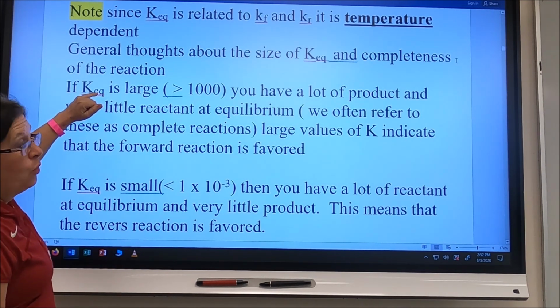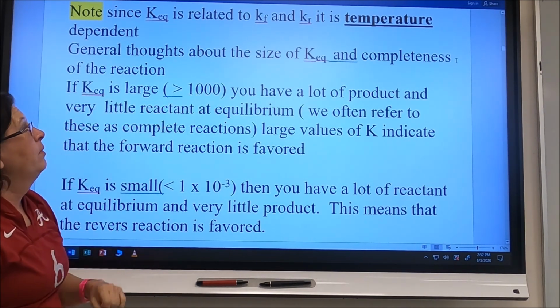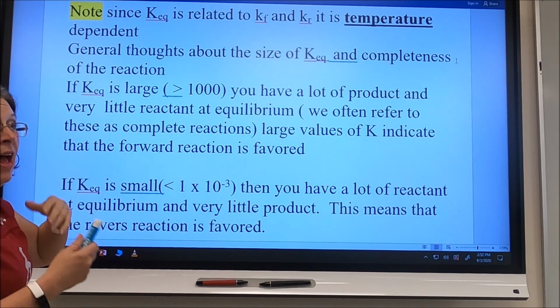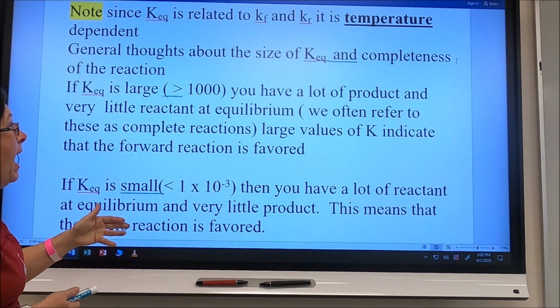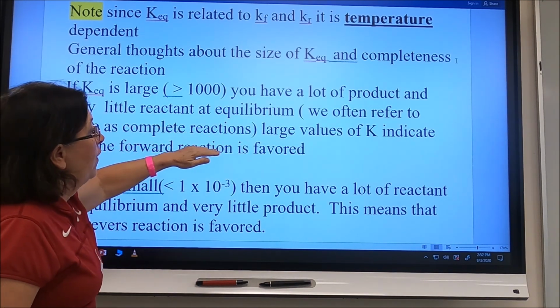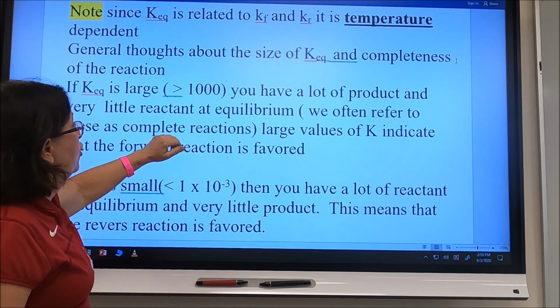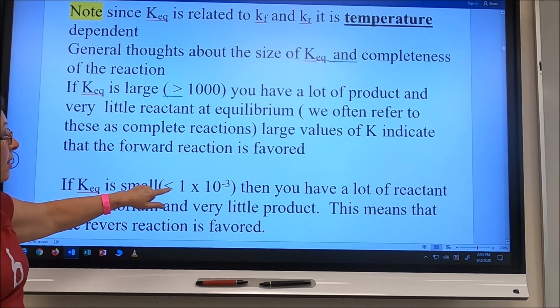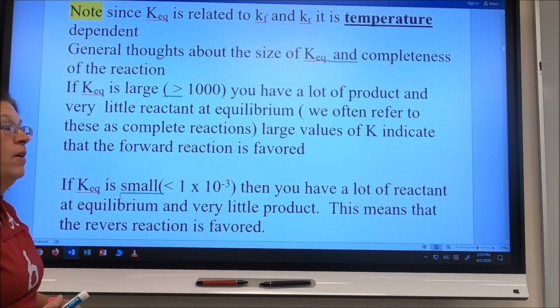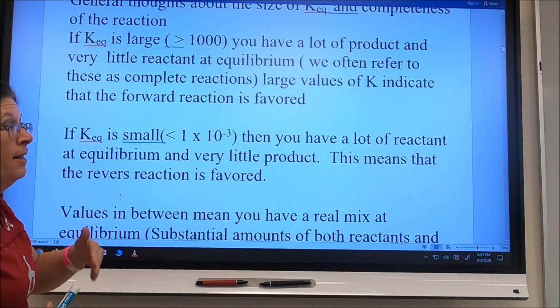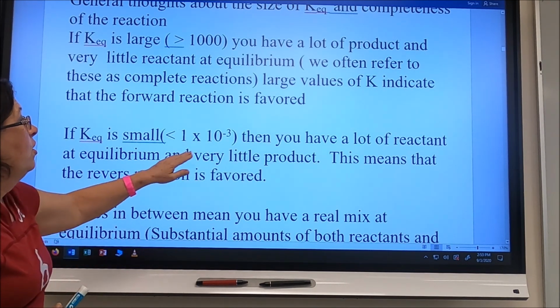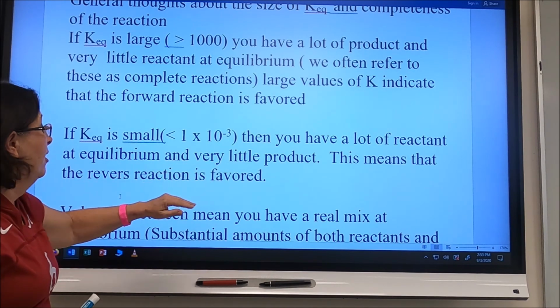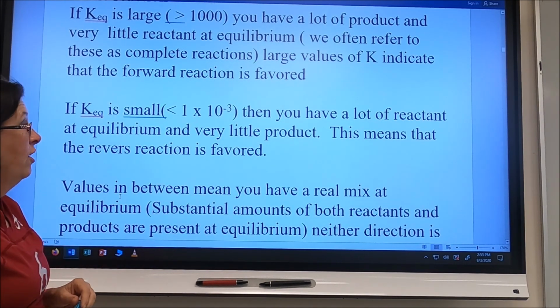If K, the equilibrium constant, is greater than 1,000, then that means that we're going to have about 1,000 times more product than we do reactant. So large values of K indicate that the forward reaction is favored and there's going to be lots of product at equilibrium and very little reactant at equilibrium. If we do the flip side, where K is small, less than 1 times 10 to the minus 3, so you have 1,000 times more reactant than you do product at equilibrium. You have a lot of reactant at equilibrium and very little product. This means the reverse reaction is favored.